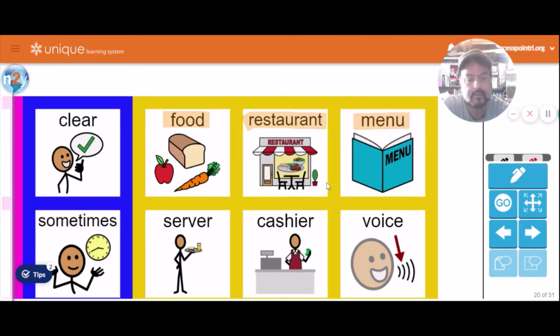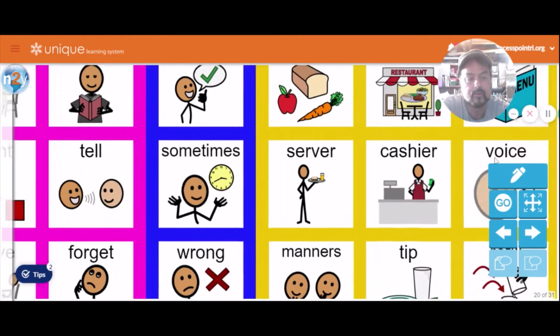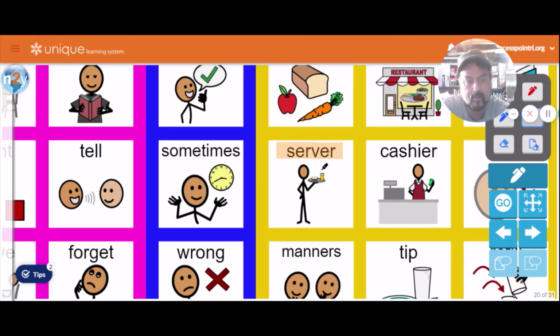And the last topic word that we're supposed to go over is server. The person who brings you food on a tray. It could be a man or a woman. And at some restaurants, they have cashiers. At most sit-down restaurants, the server will take your money and cash you out, and bring you your change. But at some restaurants you have to go up to the cashier, like fast food restaurants.